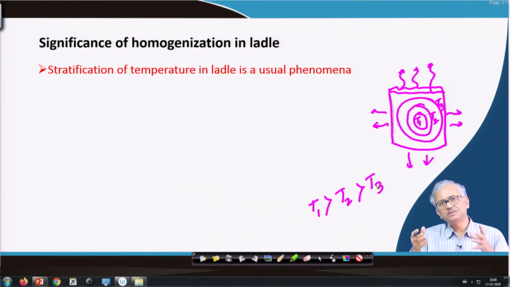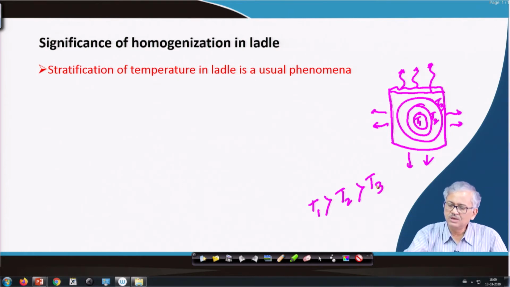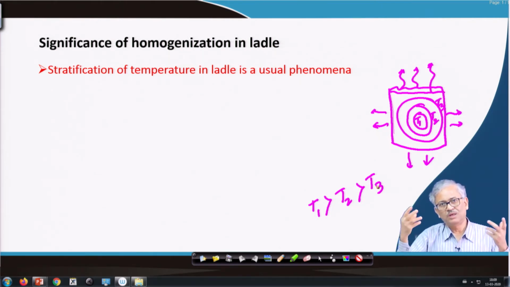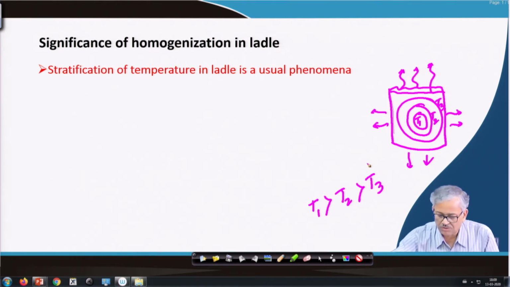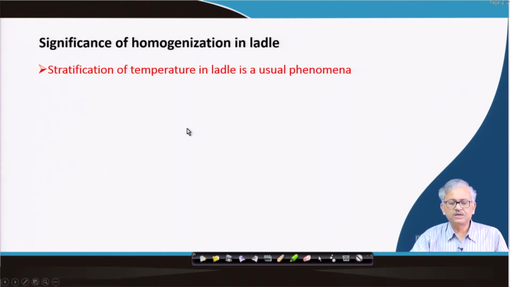So in the ladle, this type of stratification takes place because heat is lost from the side walls as well as from the top surface. So you will have this type of contour, a circular contour somewhat like that, and the outer contour will have the minimum temperature, and as you proceed towards the center of the bath, the contour will have higher temperature. So this type of stratification takes place, and we need to get rid of this. So stratification of temperature in the ladle is a usual phenomenon.